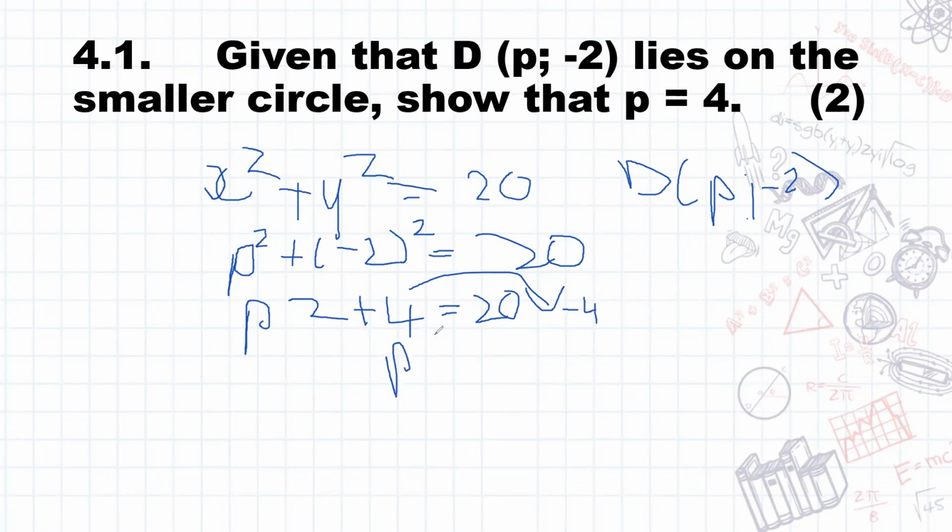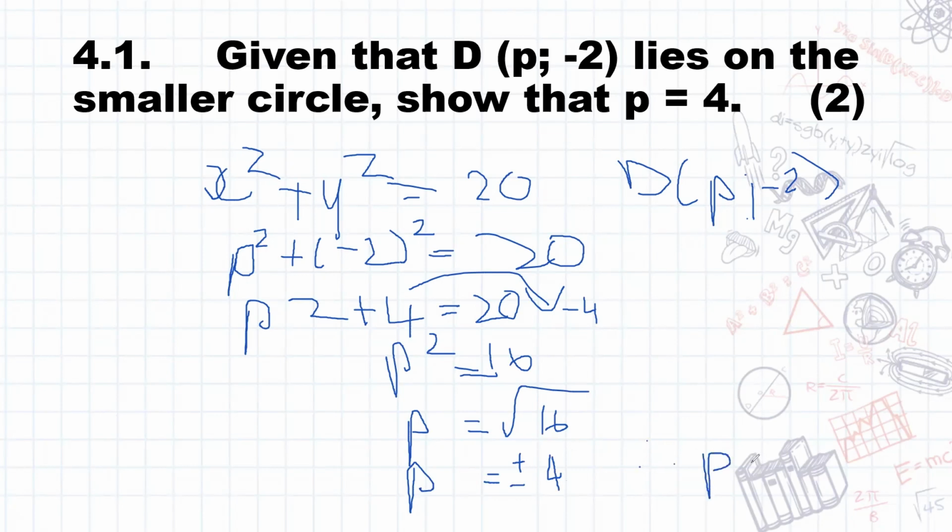So we have p squared is equal to 16. And so we have p is equal to the square root of 16, or if we simplify that, plus or minus 4. Now, because we know it's in the fourth quadrant, we know that it is a positive x. So therefore, we can say p is just equal to 4, as shown above. Your marks here are 1 for substitution, and then 1 for finding the p-value.